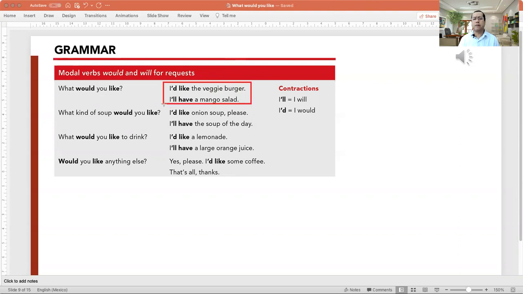So as you can see through these examples, we have I'd like onion soup, please. I'll have the soup of the day, please. And one more, I'd like lemonade. I'll have a large orange juice. A large means a big, super big orange juice. And yes, please, one more time, I'd like some coffee. Okay, so that's the way you order food. You have one option, I'd like and the food, or I'll have and the food.